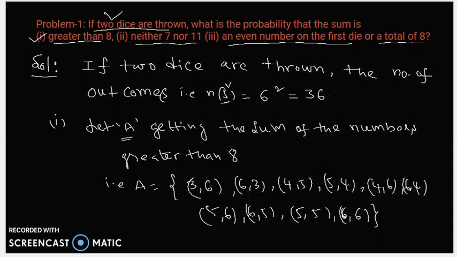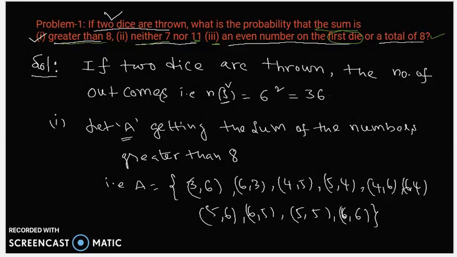Problems on theorems on probability. And that first problem is, if two dice are thrown, what is the probability that the sum is, first problem, greater than 8, second one, the sum is neither 7 nor 11, third problem is an even number on the first die or a total of 8.